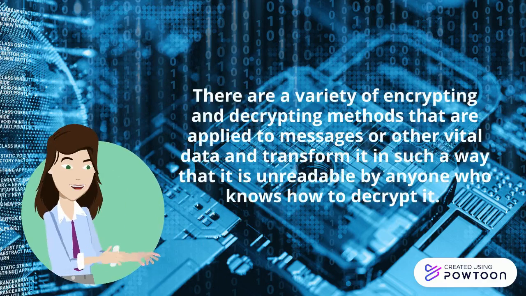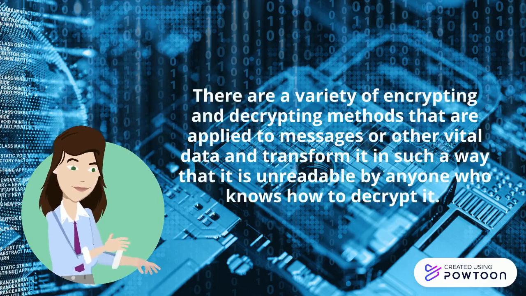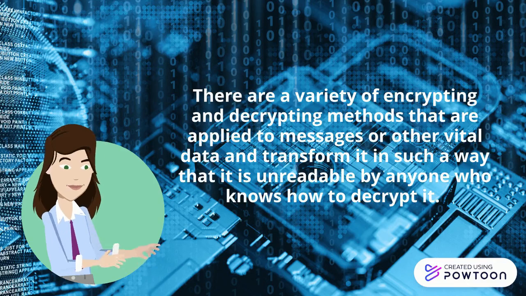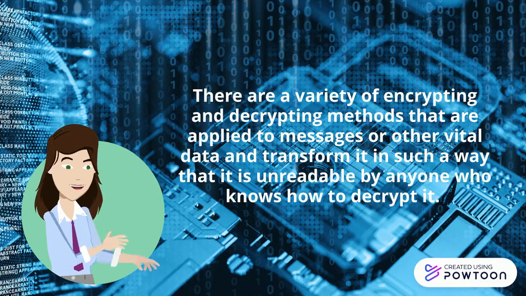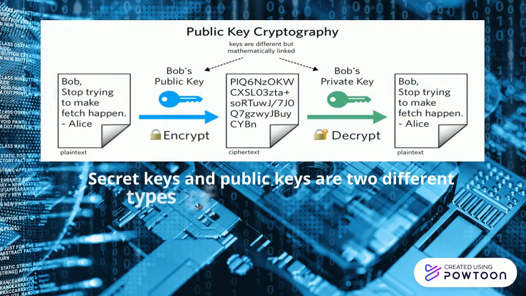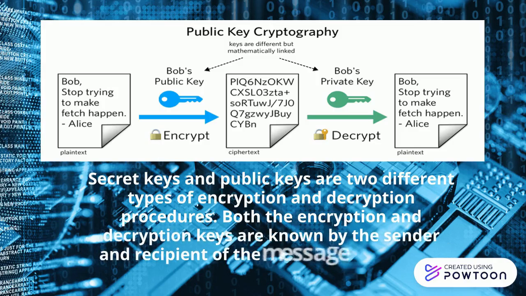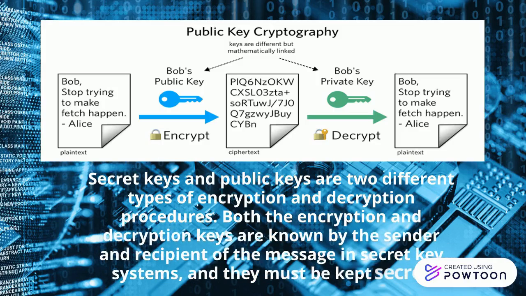There are a variety of decrypting and encrypting methods that are applied to messages or other vital data and transform it in such a way that it is unreadable by anyone who does not know how to decrypt it. Secret keys and public keys are two different types of encryption and decryption procedures. Both the encryption and decryption keys are known by the sender and the recipient of the message in secret key systems, and they must be kept secret.